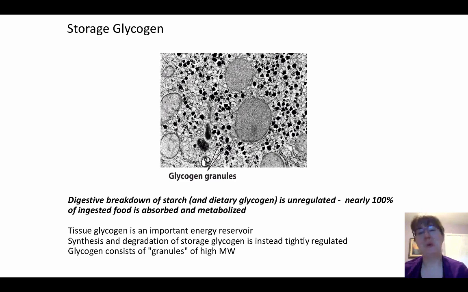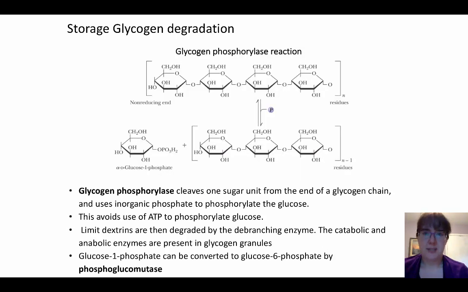But tissue glycogen is an important energy reservoir. So the glycogen that we make is going to be tightly regulated. Both its synthesis and degradation are going to be tightly regulated. Glycogen does have these high molecular weight granules for storage. I know it can be a little bit confusing because we've got both dietary glycogen and the glycogen that we make. So just keep in mind that when we're saying glycogen, oftentimes we're referring to the kind that our body makes, but we can specify and say, oh yeah, there is also dietary glycogen. So if we're going to break down the glycogen that we make, this is our storage glycogen.